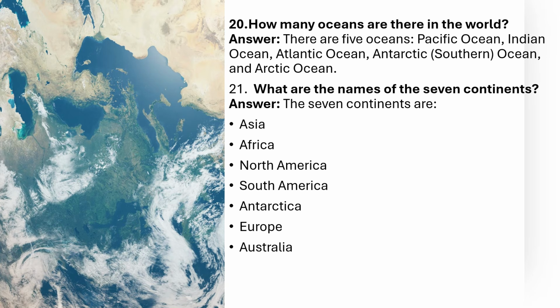Great. Anyway, 21st question: how many oceans are there in the world? Answer: there are 5 oceans: Pacific Ocean, Indian Ocean, Atlantic Ocean, Southern Ocean, and Arctic Ocean. What are the names of the 7 continents? Answer: Asia, Africa, North America, South America, Antarctica, Europe, and Australia.